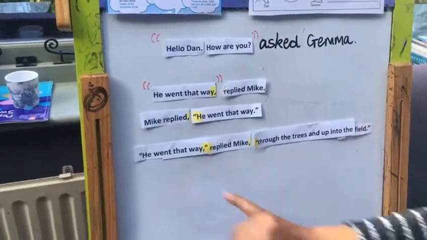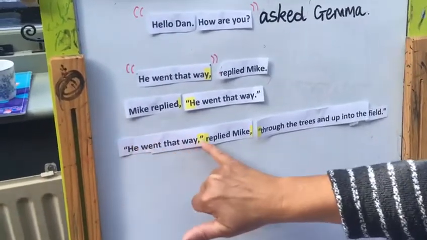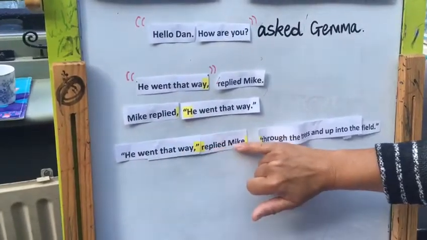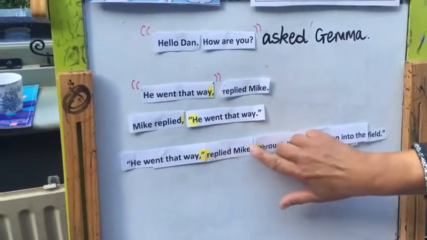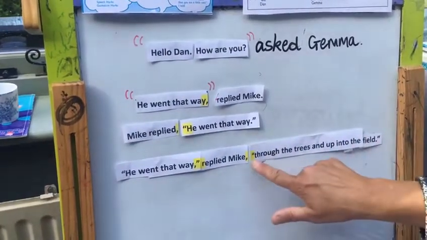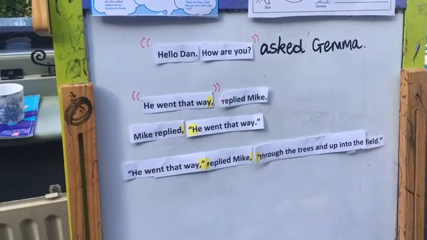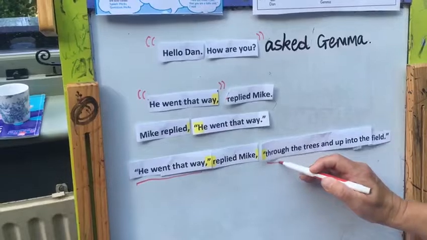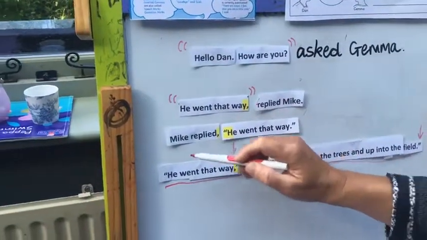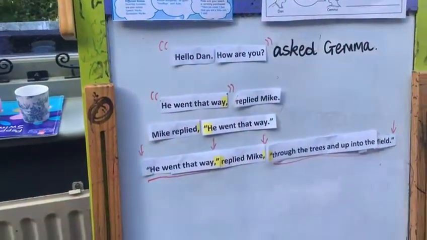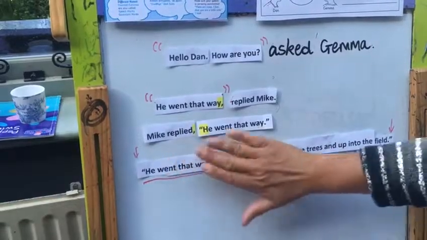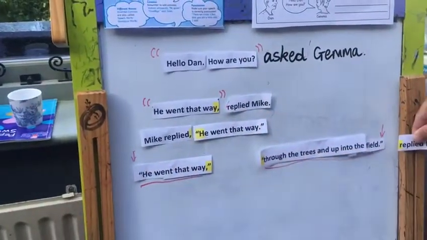The same rules as before. Capital letter at the beginning, open your speech mark, close your speech mark after the punctuation. These are the words spoken. The reporting clause is outside of the speech marks. Then we have our second set of speech marks to sandwich the rest of the sentence that is spoken. So the actual words spoken are he went that way, through the trees and up into the field. And you can see we've got two sets of speech marks. They are either side of the reporting clause. It would not be the case if the reporting clause was at the end of the sentence. I would then have just needed to use one set of speech marks and put my reporting clause at the end.